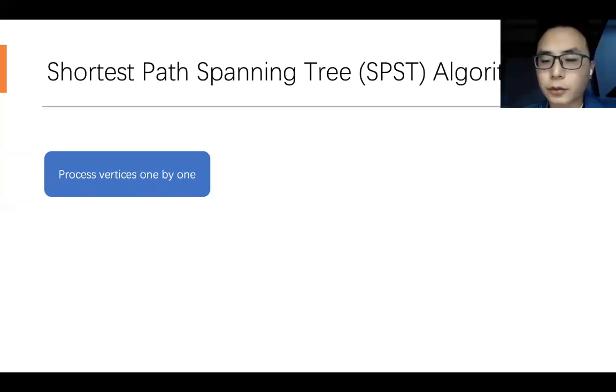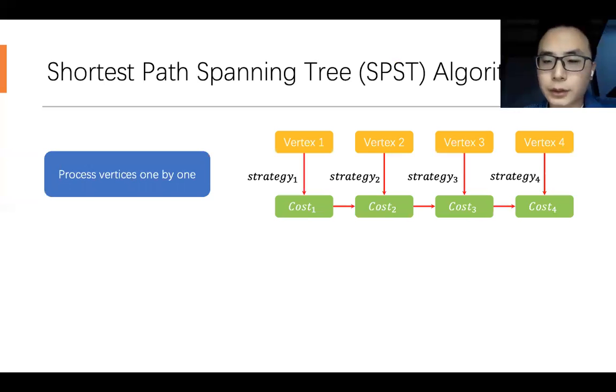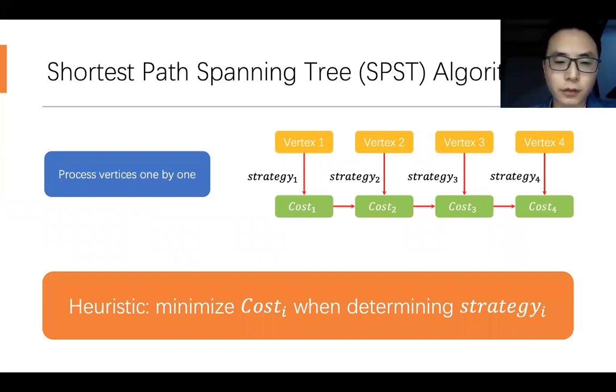Given the cost model, we design a shortest path spanning tree algorithm to determine the strategy for each vertex. The idea is that we incrementally process the vertices one by one. So the heuristic here is that we try to minimize the aggregated cost when deciding the strategy of a vertex.